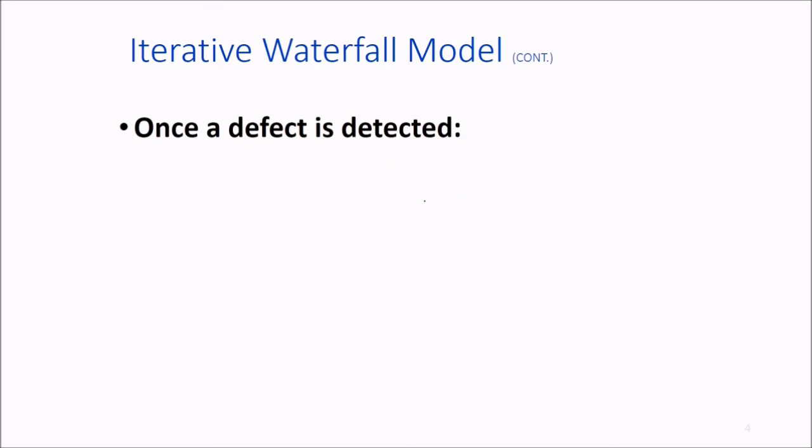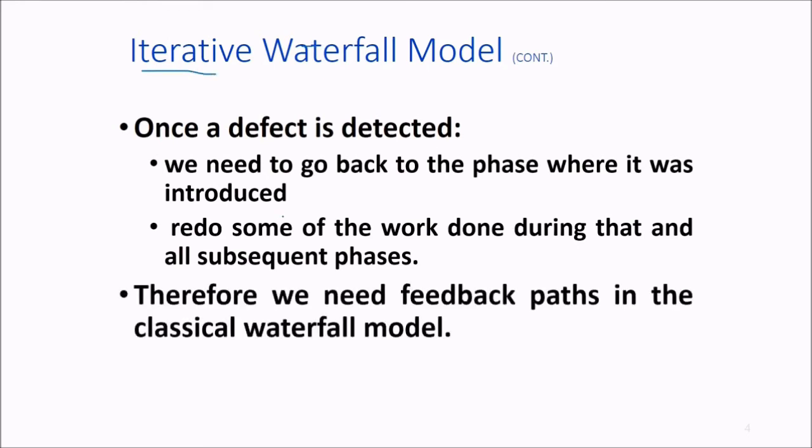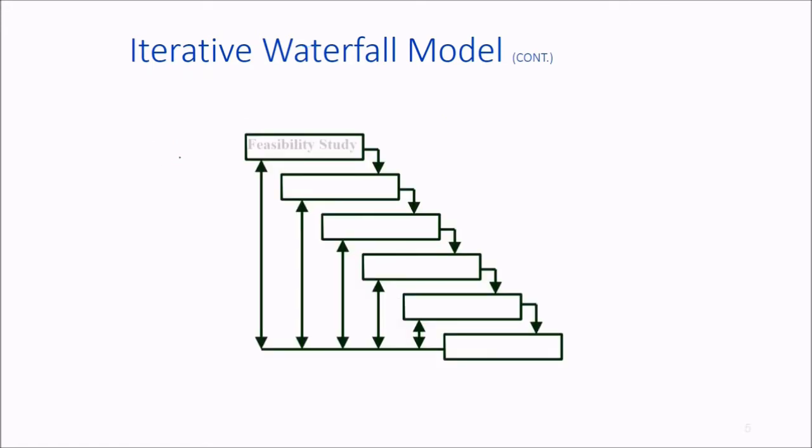But once a defect is detected, we need to go back to the phase where it was introduced and redo some of the work done during that and all subsequent phases. That is why we call this the iterative waterfall model. So we need to have a feedback path in this classical waterfall model, like this. We had feasibility study, requirement analysis, design, coding, testing, and then maintenance. And then we have these feedback paths.